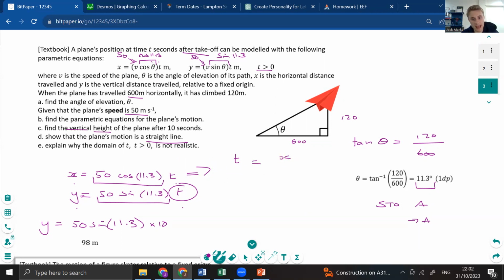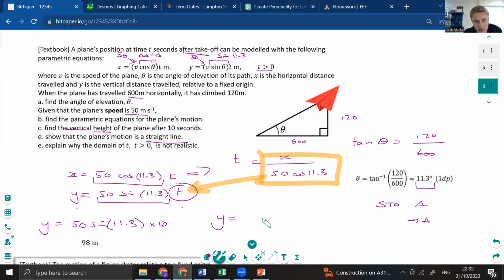Well, what would it be? It would be x divided by 50 cos 11.3. And then I could substitute this result into there and take a look at what I got. So let's do that. So y equals 50 sine 11.3 multiplied by x over 50 cos 11.3.